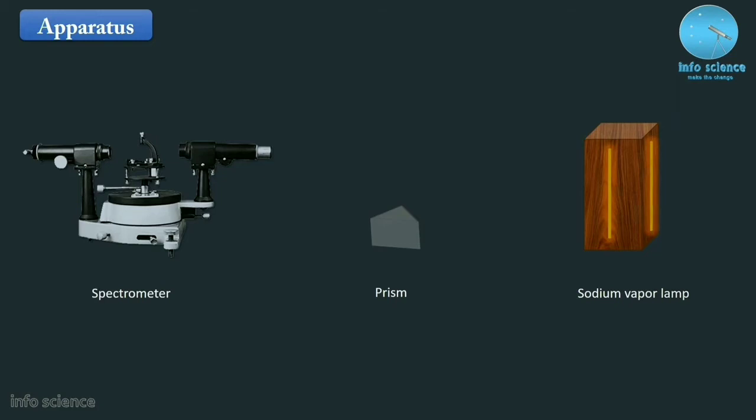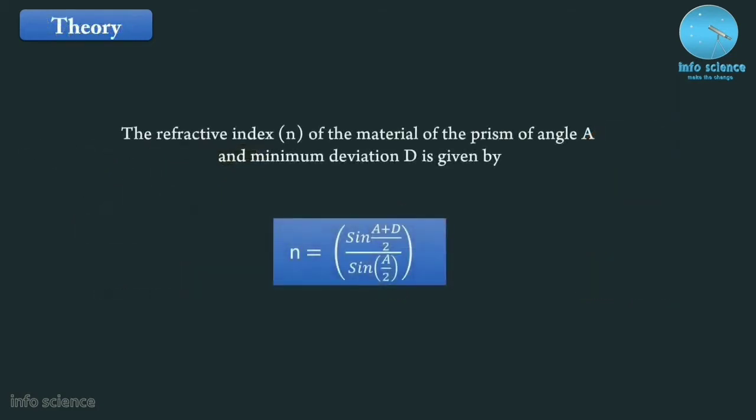In this experiment we use the equation for finding the refractive index. Here n equals sin((A plus D) by 2) by sin(A by 2), where A is the angle of the prism and D is the minimum deviation. These are the two parameters which we find using the spectrometer in this experiment.